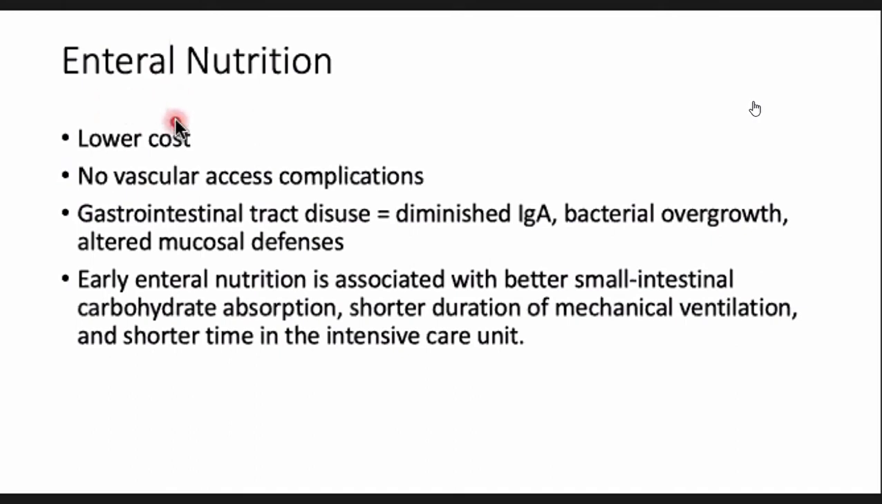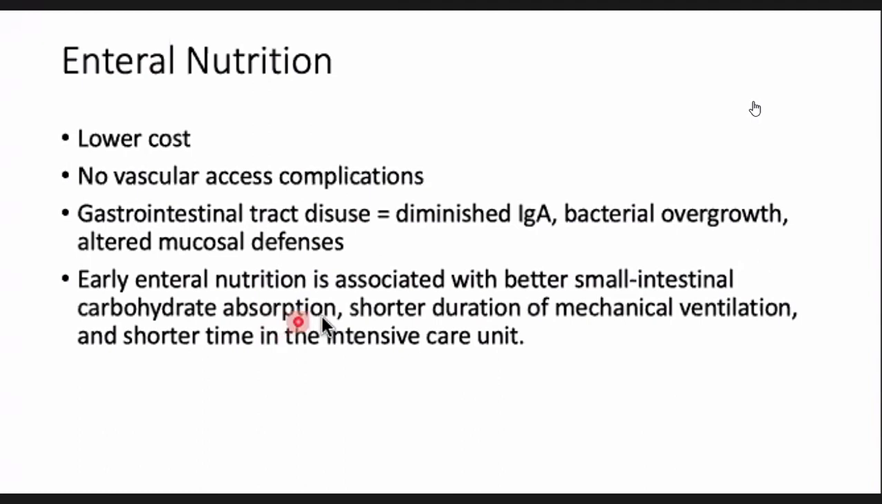Among all modes of nutrition, we always advocate for enteral nutrition, so via mouth, feeding the patient using the gut. It has the advantage of being at a lower cost with no need for vascular access. However, if we do not use the GI tract, there will be diminished levels of IgA, bacterial overgrowth in the gut, which can lead to altered mucosal defenses.